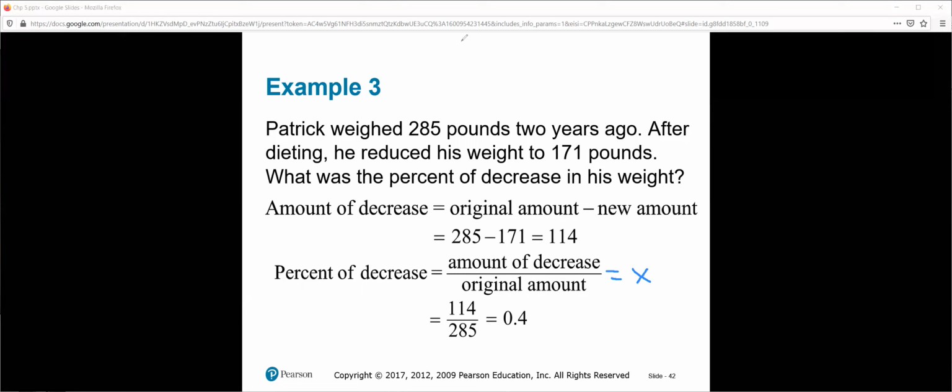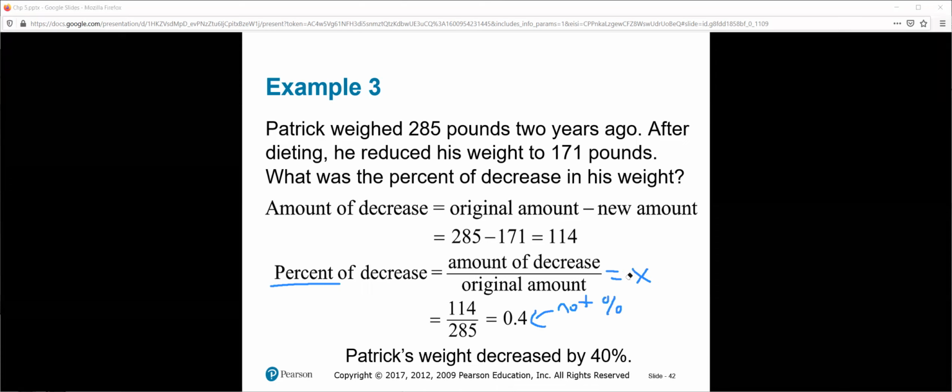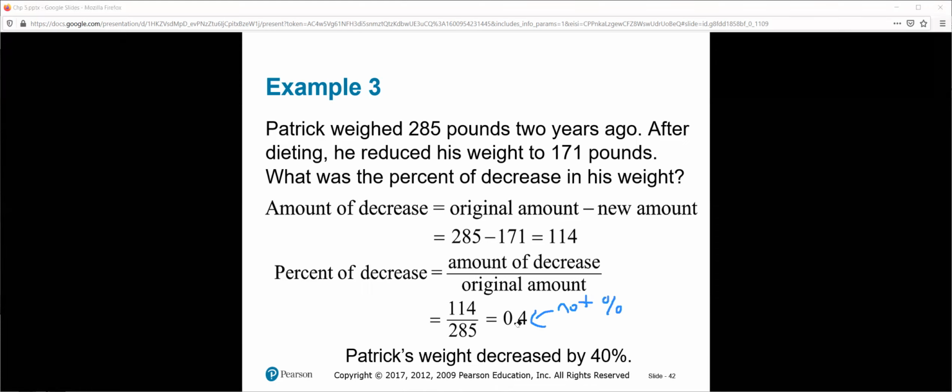Hey, solve it, right? And then at the end of the day, we need to remember that our answer needs to be in percent. This is not a percent. So the correct answer would be to convert that into a percentage, which would be 40%, right? Good old Patrick lost 40% of his weight. That's a lot of weight, Patrick. Good on you.